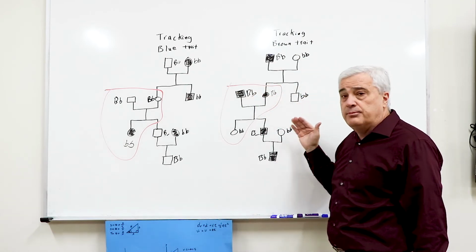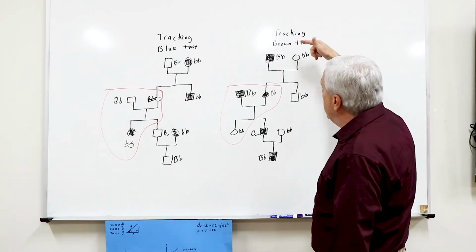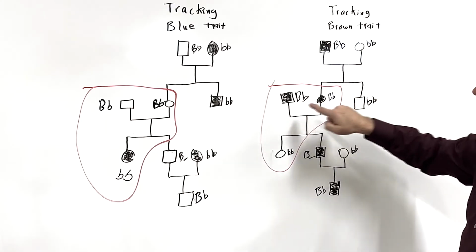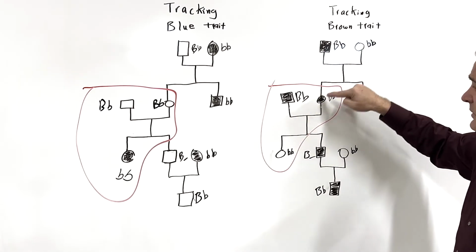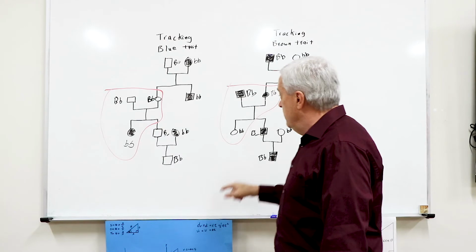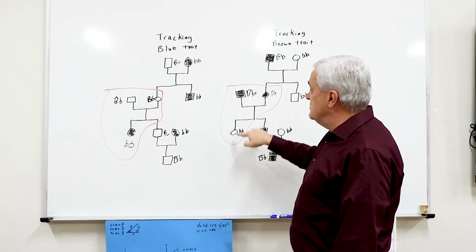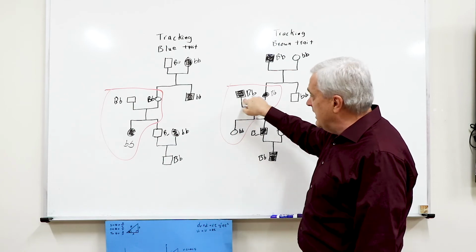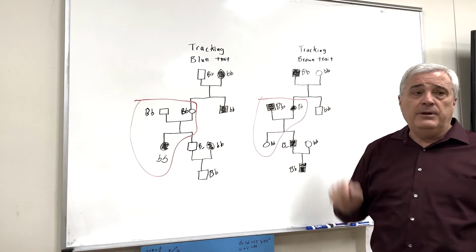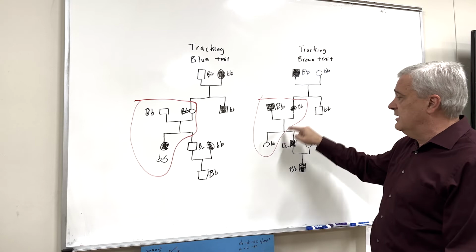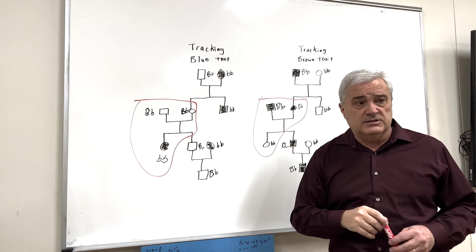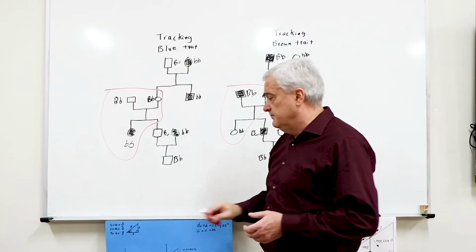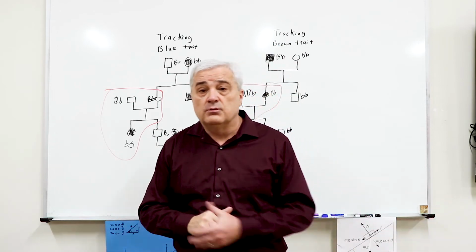Over here, we're tracking the brown trait. And if you have, in this little circle here, these people have the trait. Everyone that's shaded in has the trait. This person does not. This means when we're looking at this little configuration here, like parents, different child, the like parents are always heterozygous. The unlike child is always double recessive. That is to say, homozygous recessive.